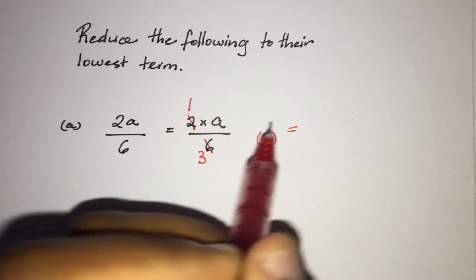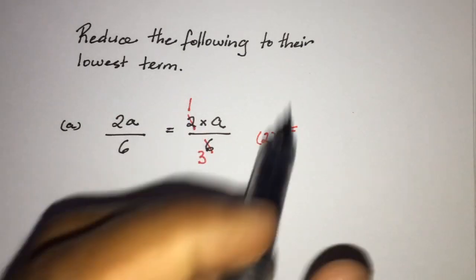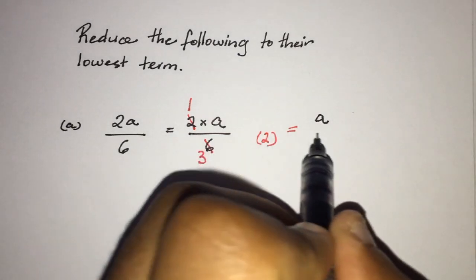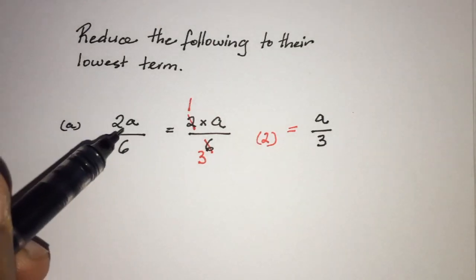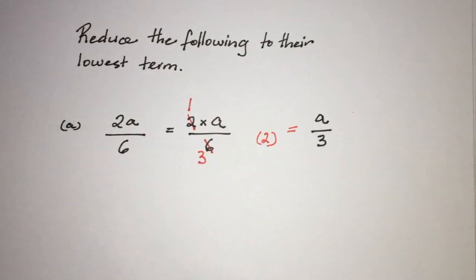So when I check it out, what is left is 1 times a, which is just a, and we have 3 in the denominator. So when I reduce 2a over 6, my answer becomes a over 3.